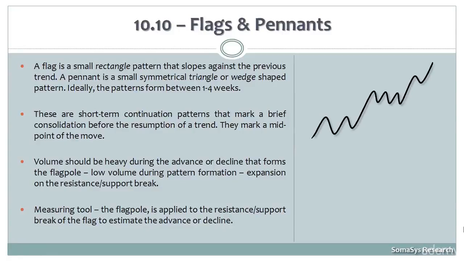A flag is a small rectangular pattern that slopes against the previous trend. And a pennant is a small symmetrical triangle or wedge shape that converges as the pattern matures. Now these are short-term continuation patterns that mark a brief consolidation before the resumption of a trend. They mark a midpoint of the move.